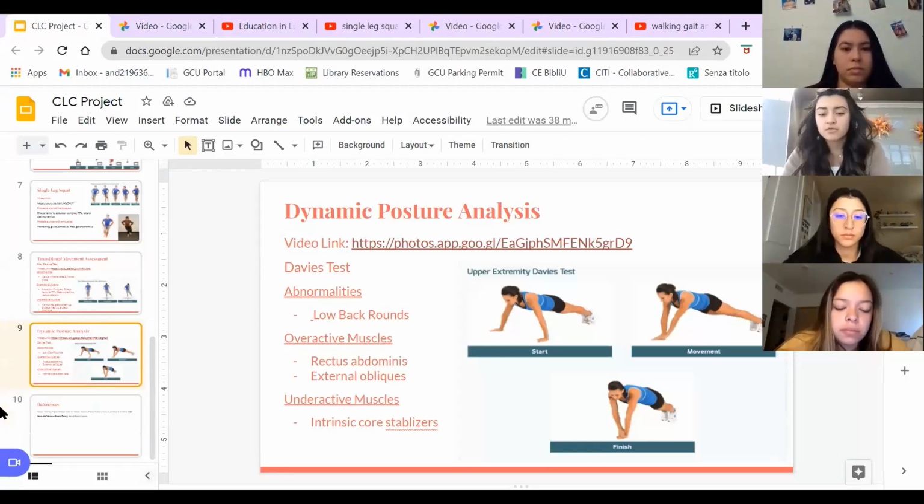So for this test, there should be initial signs like completing the test with the hands 36 inches apart while not having any abnormalities like a low back round or a low back arch or having our feet turned inward. So looking at the chart, this is how the test should have been completed in a kneeling position.